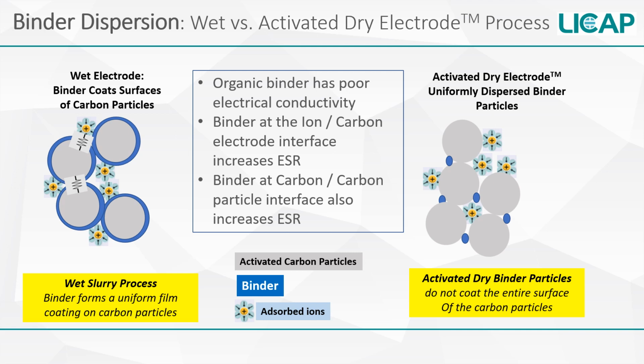The figure on the right depicts the Licap activated dry electrode. Unlike the wet process, the activated dry process utilizes well-dispersed dry binder particles, which provide a very strong mechanical bond between the carbon particles, but do not coat the entire surface. This allows for better conductivity at both the ion-carbon and carbon-carbon interfaces, resulting in lower ESR. The Licap dry process also uses less binder, which allows more carbon per unit volume and corresponding higher capacitance.